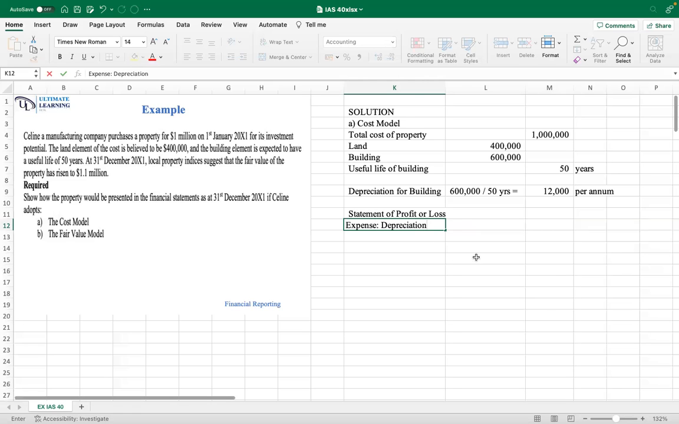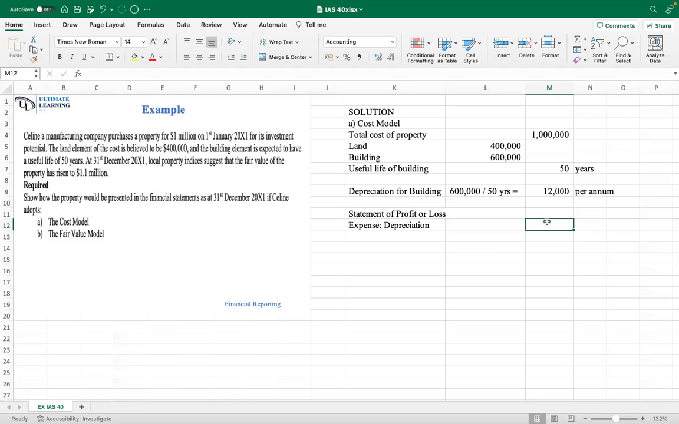And the depreciation will be 12,000. So remember, depreciation is an expense. So the depreciation will be 12,000. So that's the only item we account for in this case under the cost model.